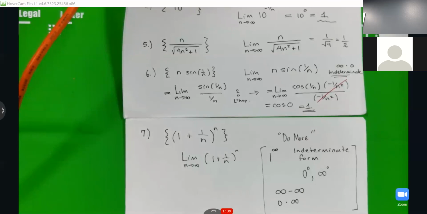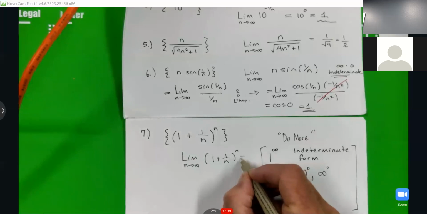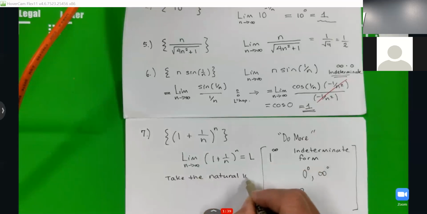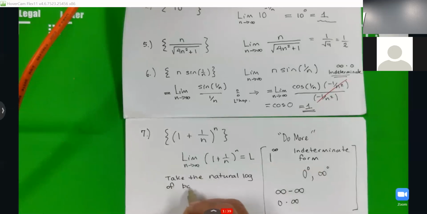So we start like this. We suppose that this thing has some sort of limit, and let's just call it L. Then I'm going to take the natural log of both sides. I can move the limit in and out of the function rule, so I'm going to go ahead and move it out and put the logarithm here.